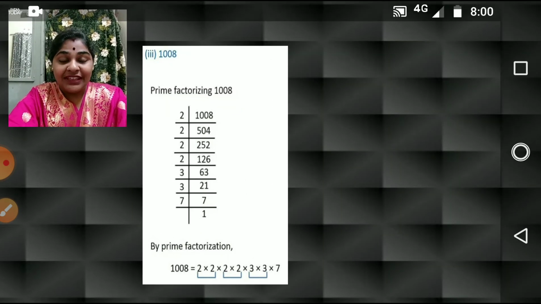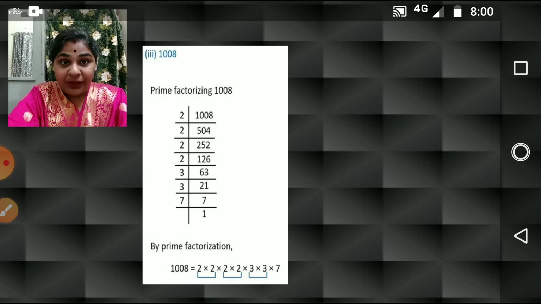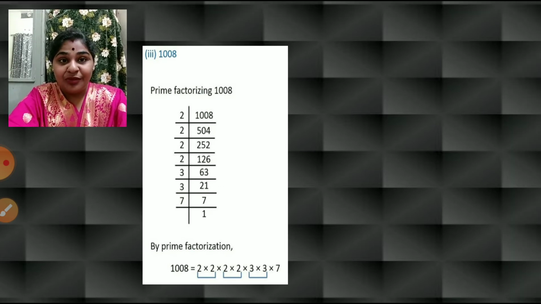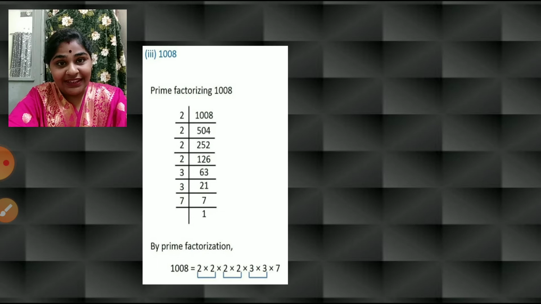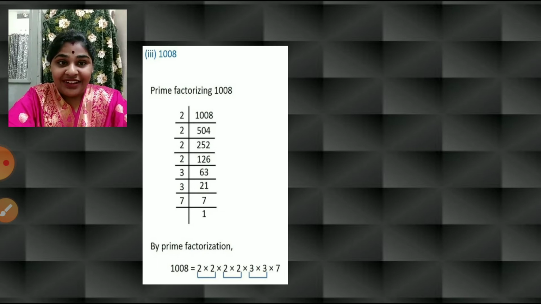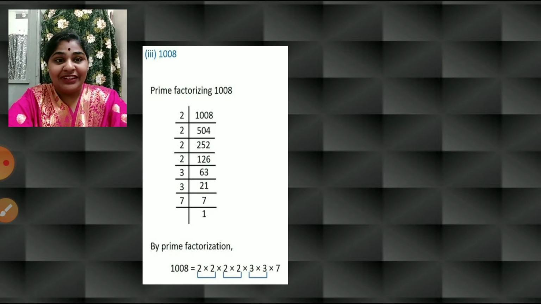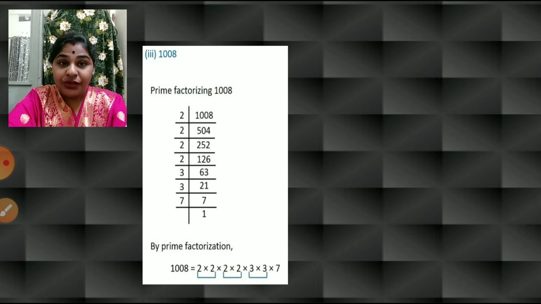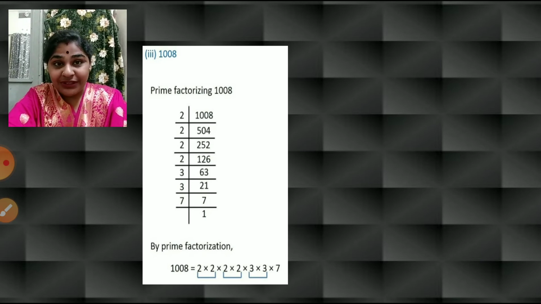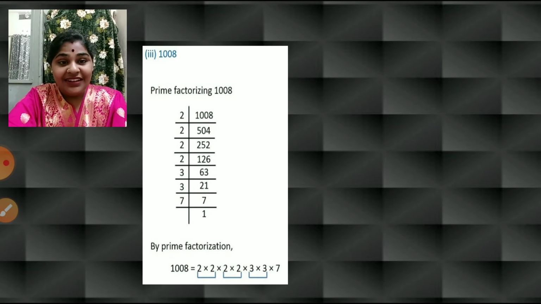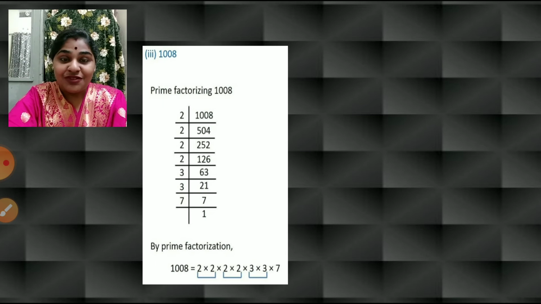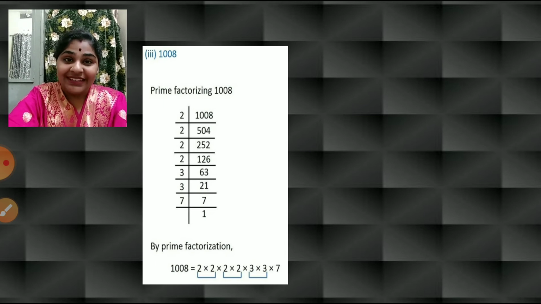Let us begin with the next one. So this is the third one in the same exercise in question number 5, that is 1008. So when we factorize 1008, we will get the factors, you can see 2 into 2 into 2 into 2 into 3 into 3 into 7. Now again in the factors you will see 7 is left alone. So which is the smallest number that we should multiply, children? Yes, 7, which is alone in the factors.